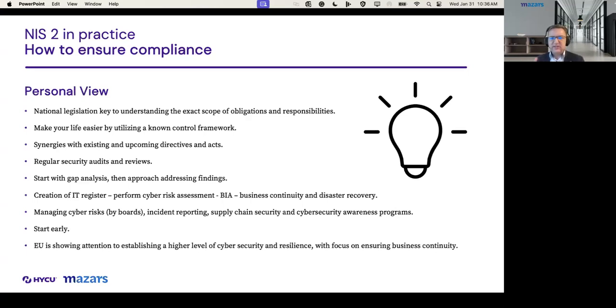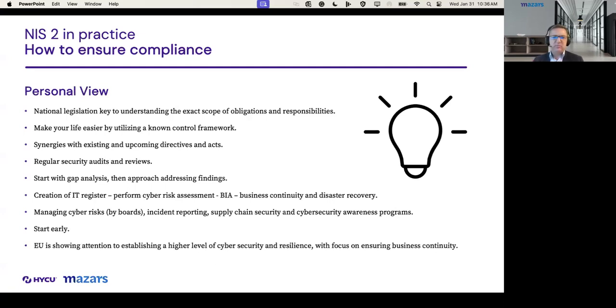Then look for synergies with existing and forthcoming regulations because they can be exploited, right? It doesn't make sense for you to do every legislation separately. Try to find what are the common grounds because they are being aligned, and you will have a much easier work doing that. Then regular reviews, regular security audits.